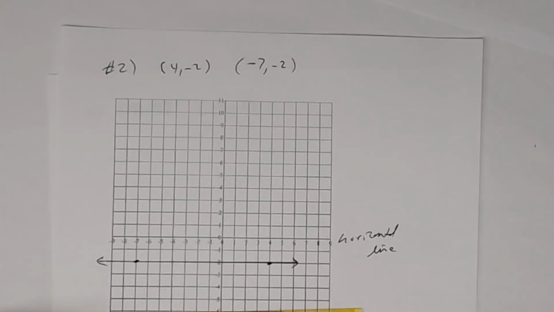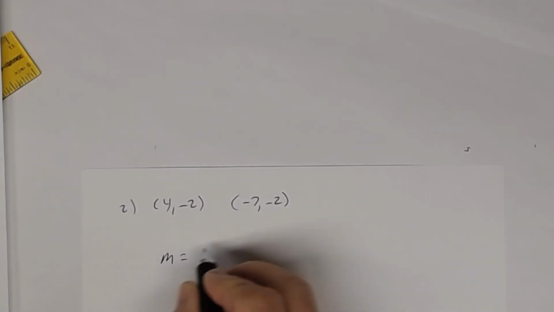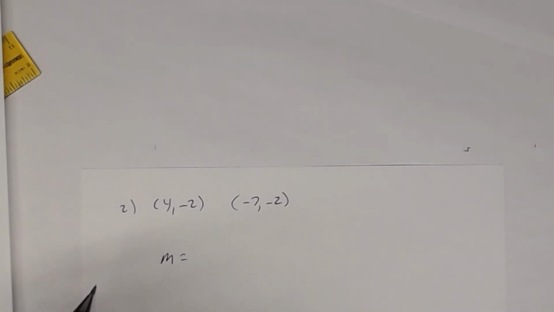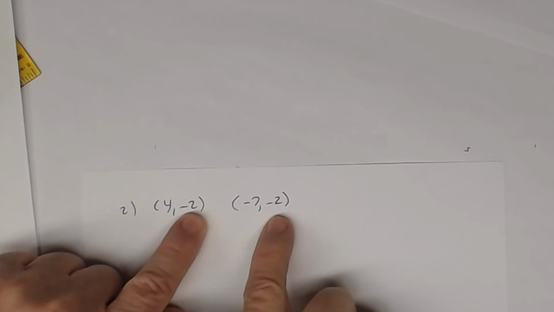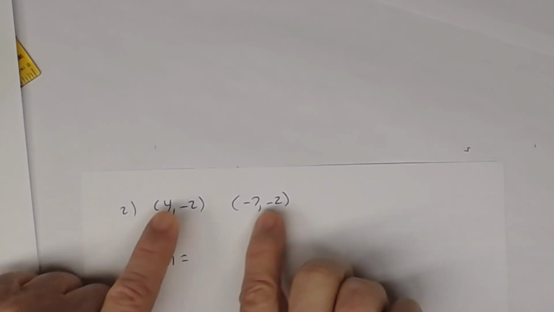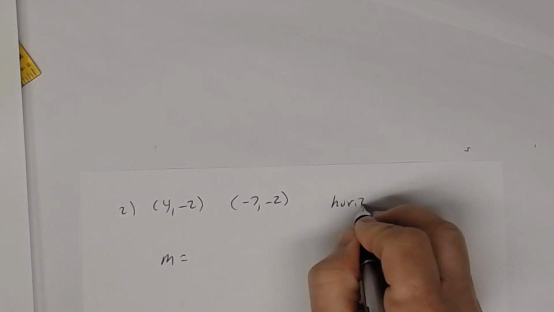All right, that's a horizontal line. So let's see what the slope is of a horizontal line. We're going to go back to the previous page and use the slope formula. Remember, this is horizontal. You just saw this. Notice the y-coordinates are the same. So whenever the y-coordinates are the same and the x-coordinates are different, you have a horizontal line.